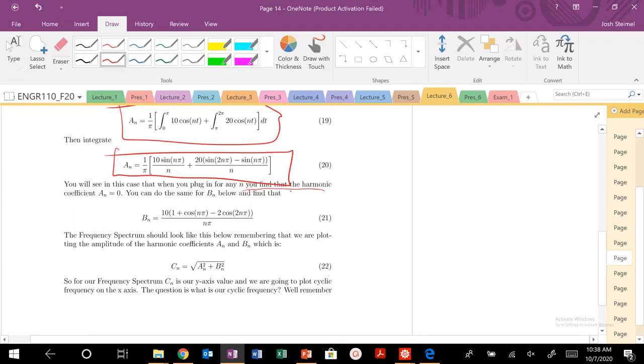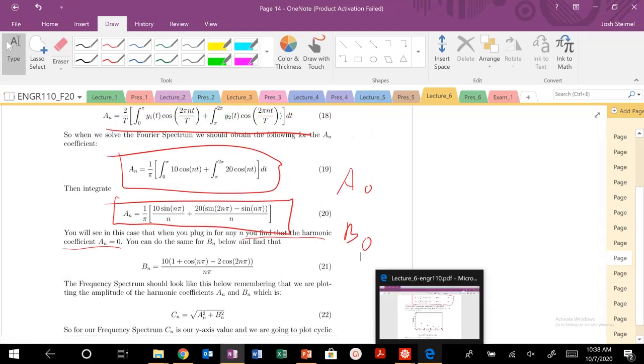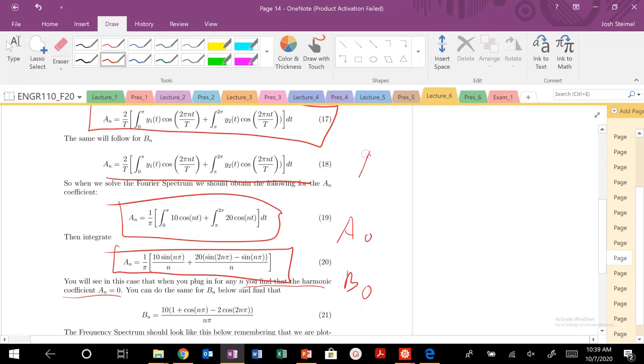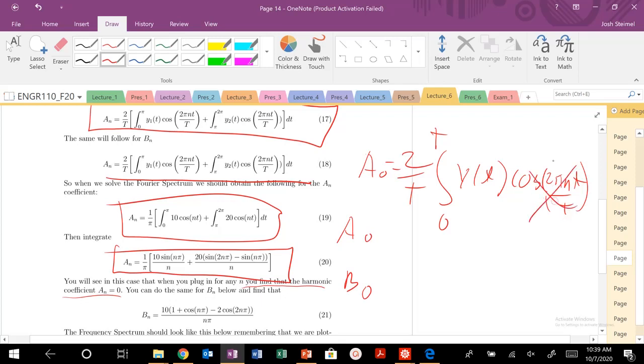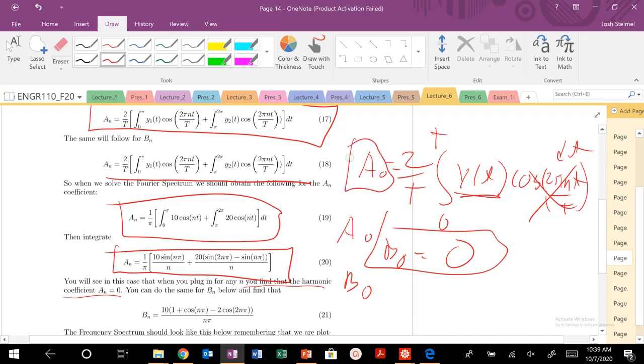Remember, if you plug in for any value of n, that harmonic coefficient is going to be equal to 0. Whenever you're dealing with the 0th order harmonic, so a sub 0, b sub 0, we just want to plug in directly. a sub 0 is going to be equal to 2 over T, integral from 0 to T of my y of t. What is cosine of 2 pi n t over T when n equals 0? Cosine of 0 is just 1. So it's just going to be y of t dt. That's it. For b sub 0, what's sine of 0? It's going to be equal to 0. So that's how you deal with those 0th order harmonics.